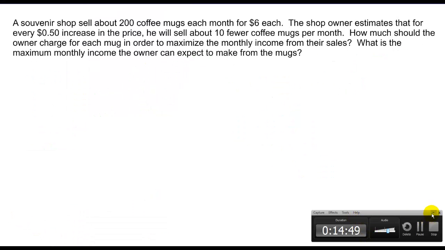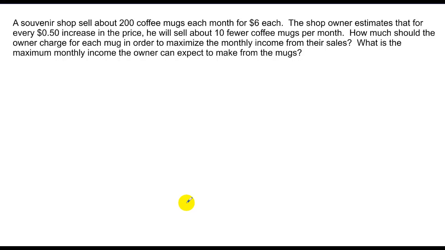So, in this case, you've got a souvenir shop that sells 200 mugs at $6 each. The owner estimates that for every 50 cents increase in price, you're going to sell 10 fewer mugs, and we want to know how much the owner should charge to maximize the monthly income for the sales, and what is that monthly income. Let's just do this one on the calculator.